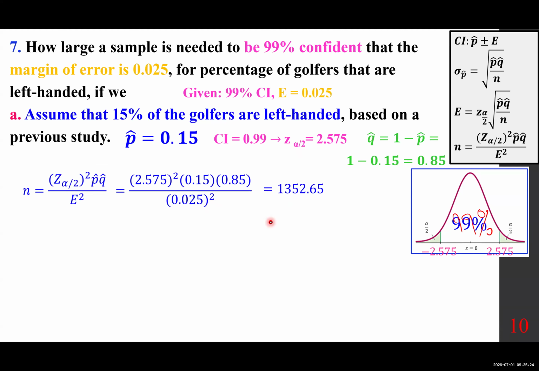Here's the number. And as I mentioned, this means we need a minimum of this many pieces of data. You have to round up, even if this is 52.1. So you go up to 1,353. So you must show this number and then your answer in your work.